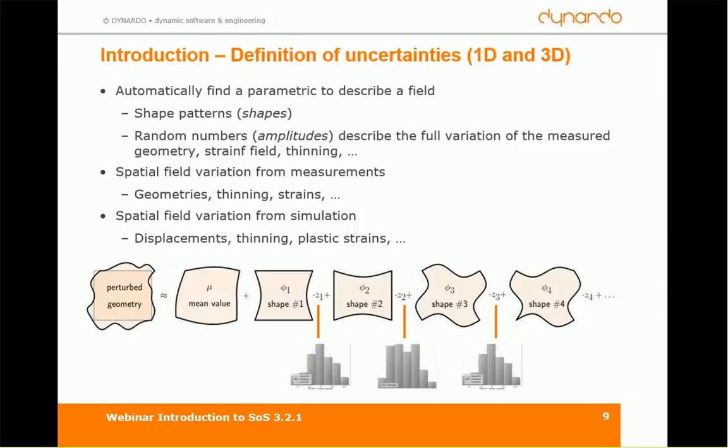Obviously, statistics on structures is not only limited to one-dimensional random fields. It can handle also three-dimensional ones, like shown in this example. Especially, field variation might describe displacements, plastic strains, thinning, and so on. SoS treats it in principle like a one-dimensional random field.